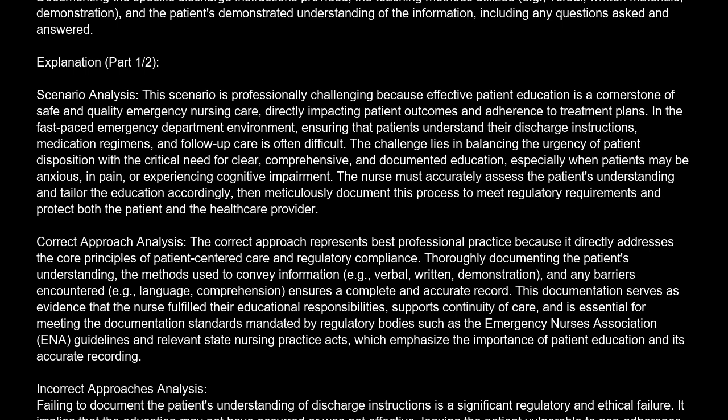The methods used to convey information, e.g., verbal, written, demonstration, and any barriers encountered, e.g., language comprehension, ensures a complete and accurate record. This documentation serves as evidence that the nurse fulfilled their educational responsibilities, supports continuity of care, and is essential for meeting the documentation standards mandated by regulatory bodies such as the Emergency Nurses Association (ENA) guidelines and relevant state nursing practice acts, which emphasize the importance of patient education and its accurate recording.